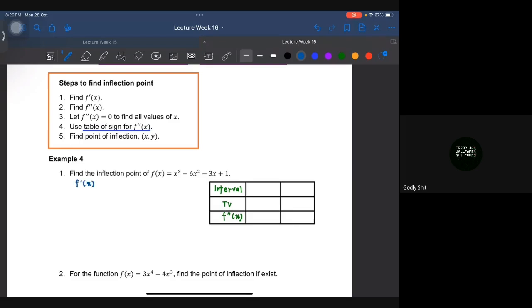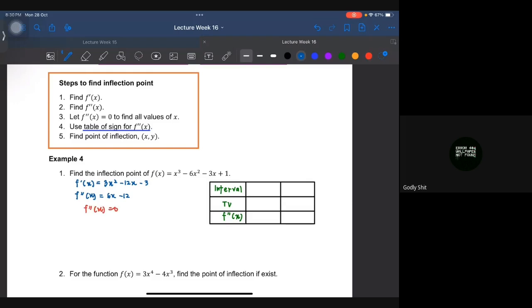Okay, so f prime x is equal to 3x squared minus 12x minus 3. Settle dekat situ. And then next one, kita terus cari dia punya second derivative. Okay, so f double prime, awak akan dapat 6x minus 12. Okay, so untuk inflection point, awak tahu kita punya f double prime needs to be equal to 0.